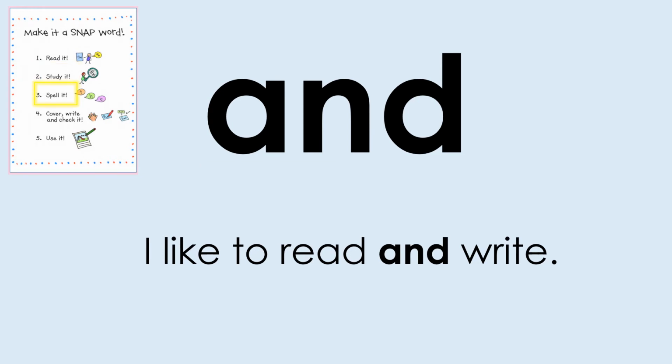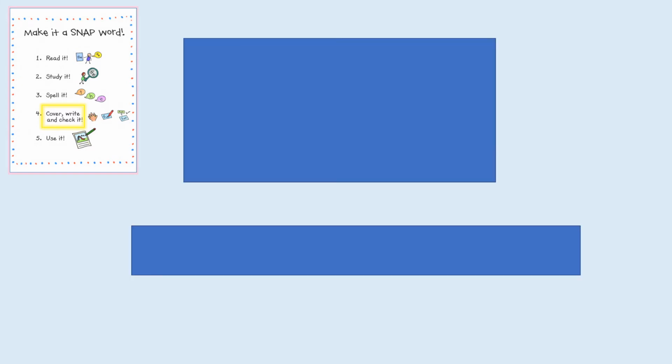Now let's spell it. A, N, D, and. Take a picture, because we're going to write it. Take a picture. And. Now you try it. You can either write it down or write it in the air.